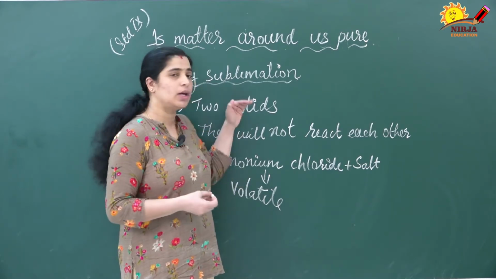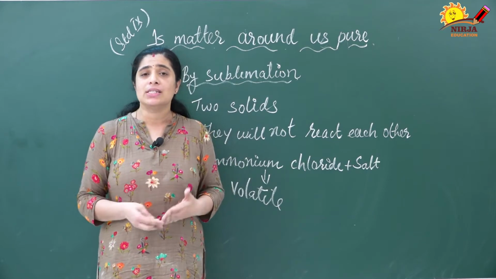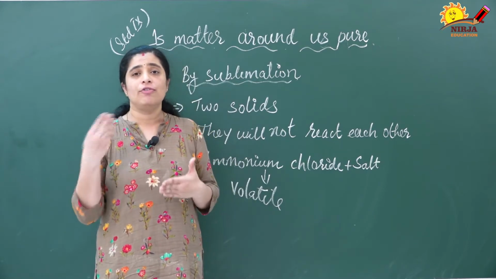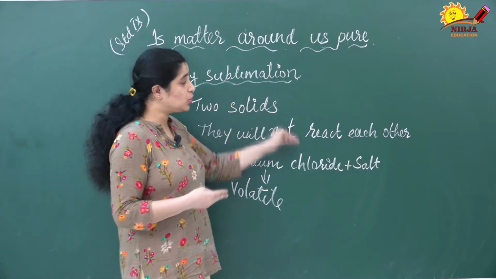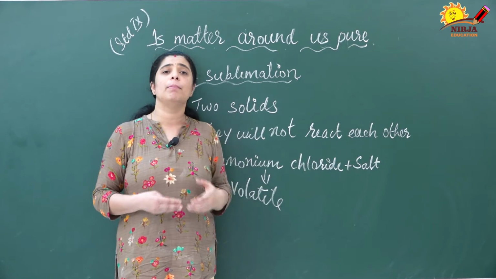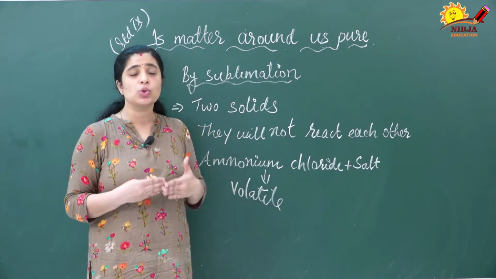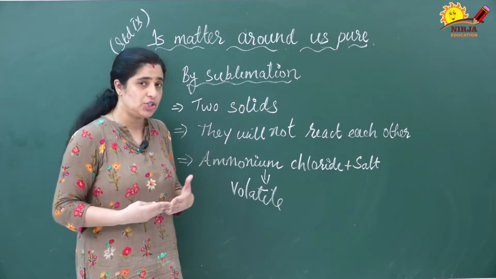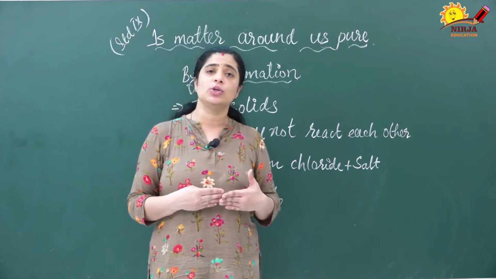This is how we use the sublimation method to separate a volatile sublimable material from another solid. So the condition is that the two solids should not react with each other. If they react, meaning they chemically combine, you will get some other products. So the two solids will not react with each other. Next we are going to discuss another method, that is chromatography.